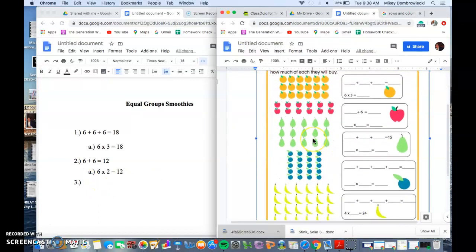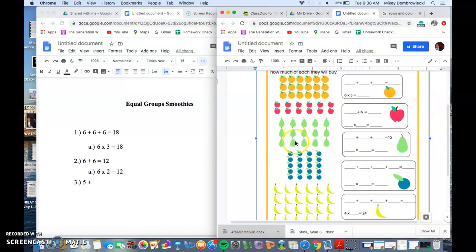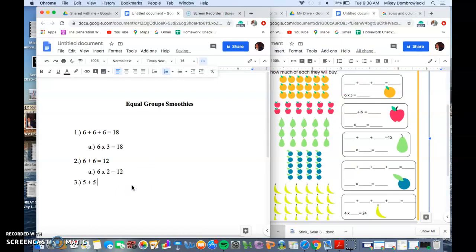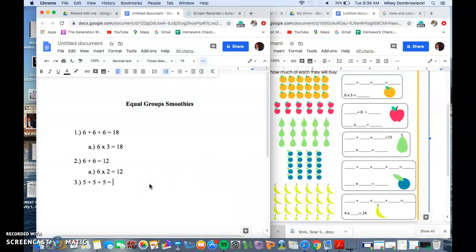All right, kind of getting the hang of this. Now let's look at the pairs. So how many pairs in a row? We have 1, 2, 3, 4, 5 pairs. So we have 5 pairs. And how many rows? 1, 2, 3, or 3 columns. So for addition we're going to do 5 plus 5 plus 5 because you have 5 pairs in 3 rows. So 5 plus 5 plus 5 is, let's see, 15.